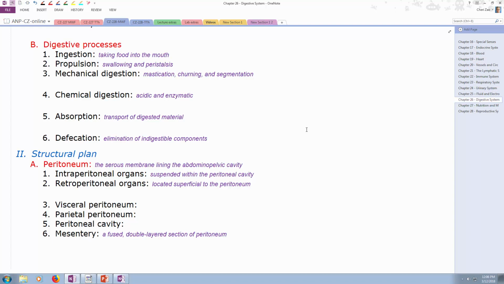Mechanical digestion. Mastication is what occurs in the oral cavity, and that's the same thing as chewing. Churning, that's a process that's done in the stomach. And segmentation, this is a process that is done in the small intestine.